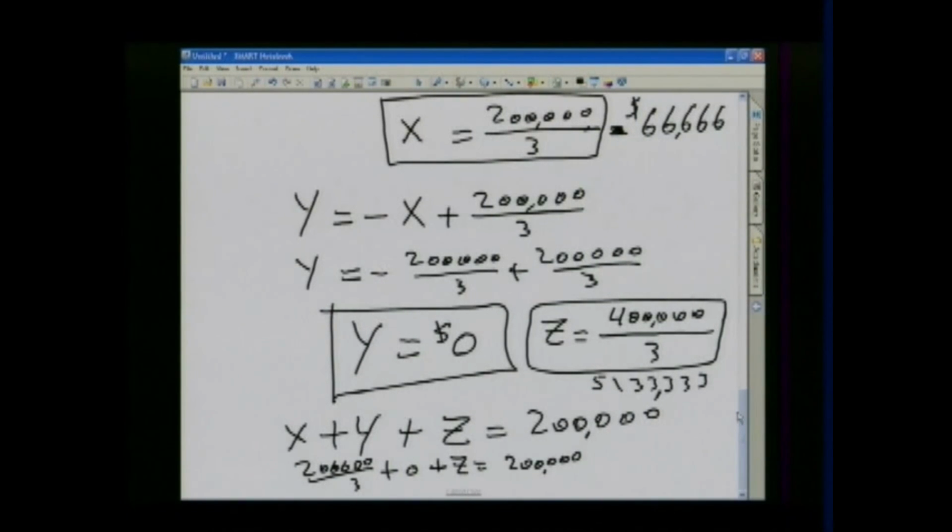These are all in dollar amounts. So the amount invested in high risk should be $66,666. The amount invested in medium risk should be 0. And the amount invested in low risk should be $133,333.